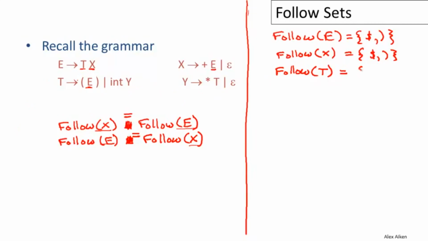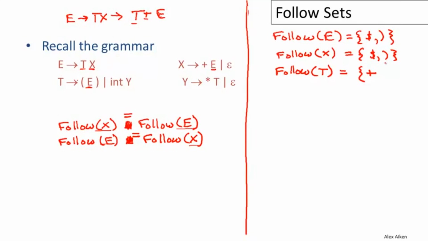If we recall from the previous video, there were only two things in the first of X. One was plus. So plus is definitely in the follow of T. Let's just review how that can happen. We can go from E to TX, using the first production. Now we see the X comes after the T. And then in one more step, we can go to T plus E. And now we have a derivation where plus follows T. That's why plus is in the follow of T.